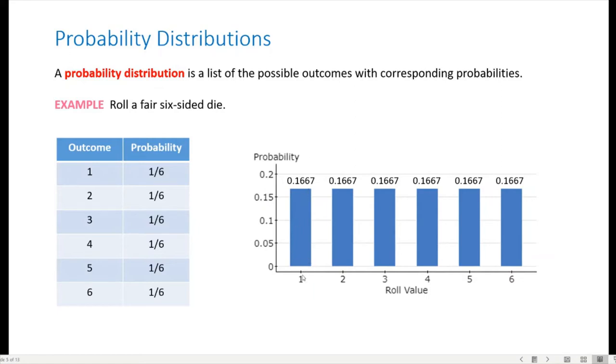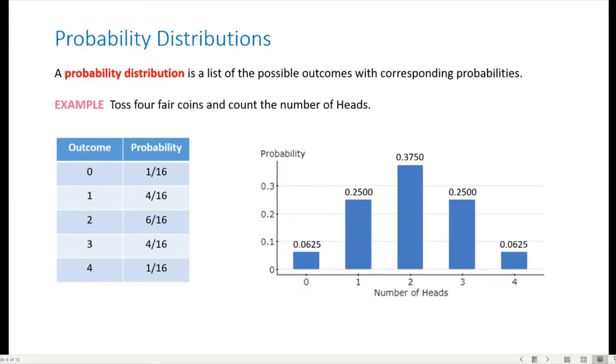Okay, so here we have the outcomes 1, 2, 3, 4, 5, 6. We're rolling a six-sided die, right? So these are our possible outcomes. Each outcome, as we can see, has an equal probability. And we said before that each one of these is probability 1/6. I've converted that to a decimal here. That's what we're seeing. 0.1667 is roughly 1/6. Okay, so this is a probability distribution. Each outcome together with the probabilities in which they occur.